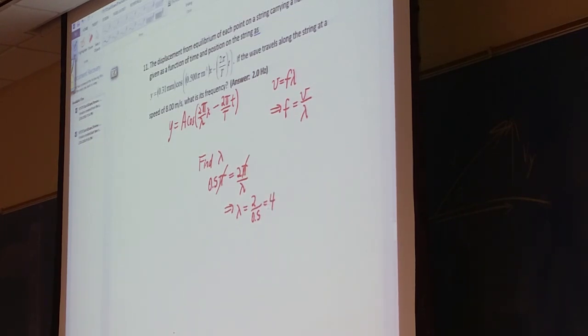And so now, let's put on the units now. And now that we have the wavelength, we can just plug that into our formula for the frequency. Frequency is equal to the wave speed, 8 meters per second, divided by the 4 meters for the wavelength, which is simply 2 hertz. We'll take it as 2.00 hertz.